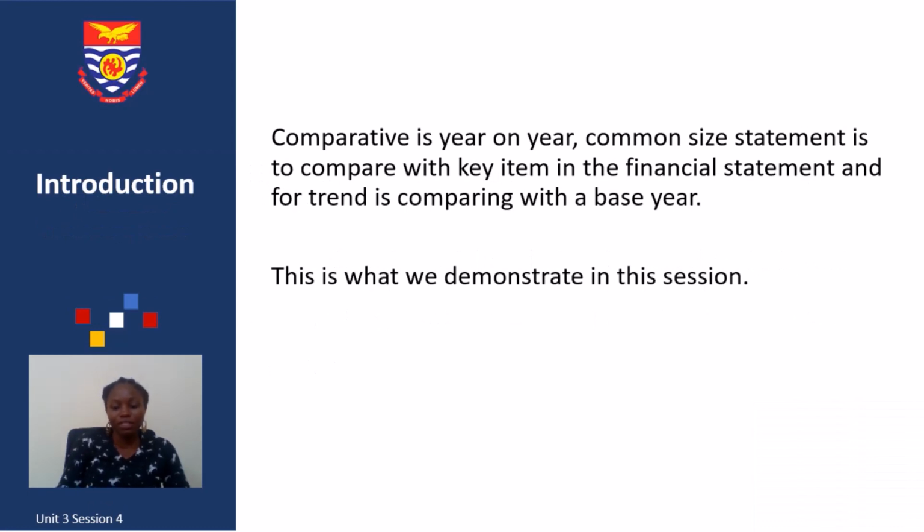Like we mentioned earlier in previous sessions, the comparative analysis is a year-on-year analysis. The common size also compares items in the financial statement with respect to a key item, where in the statement of financial position, it's either the total assets or total liabilities, and with respect to the income statement, it is sales. Now, when it comes to trend, you are comparing with a base year. And this is what you are going to demonstrate in this session.